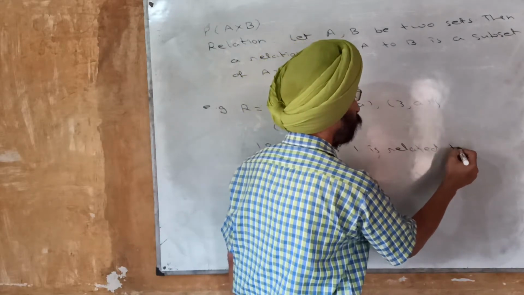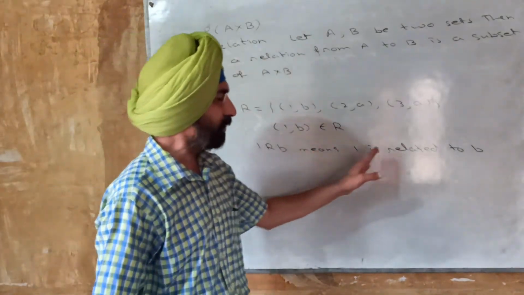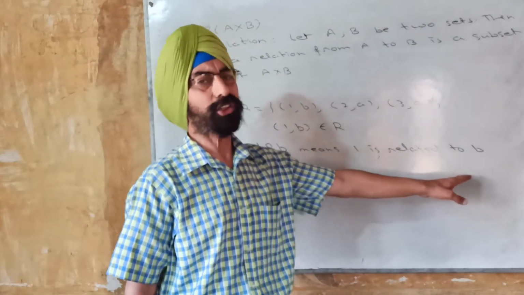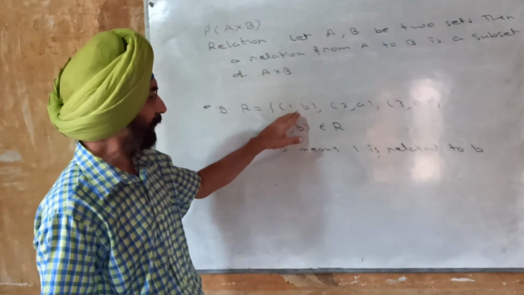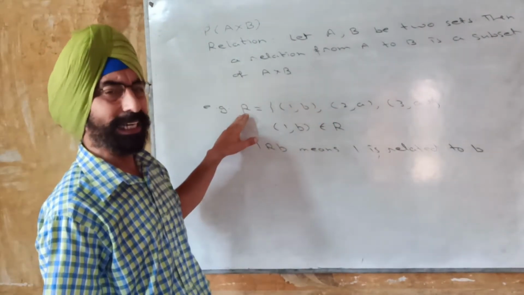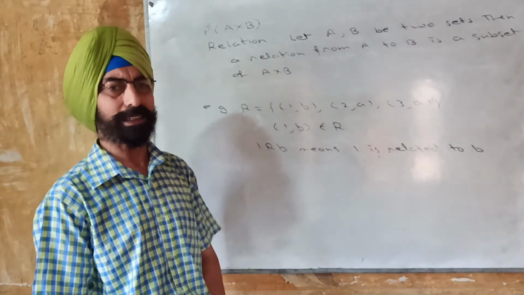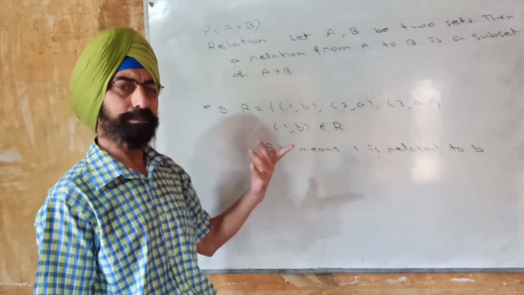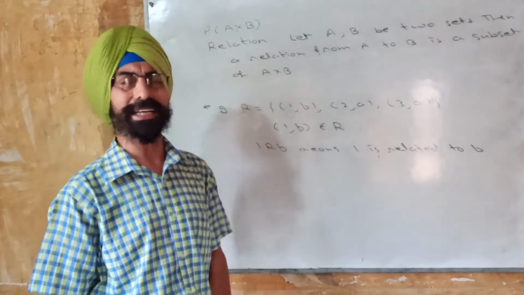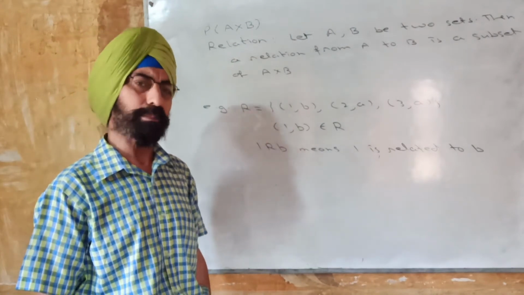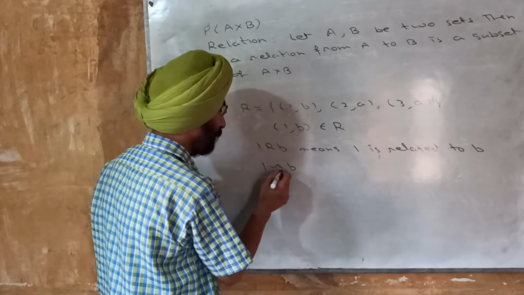To be more clear, if 1 is related to b, it is not necessary that b is also related to 1, because (1, b) being a member of R does never mean that (b, 1) is also a member of R. So it may not be there. If (1, b) is there, (b, 1) may not be there in the relation. So 1 R b means 1 is related to b. In some books, we write it as 1 tilde b.